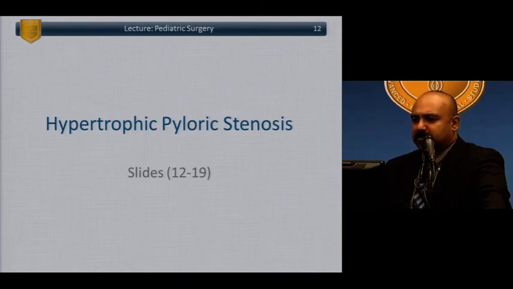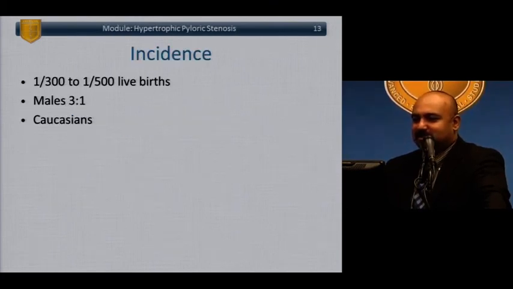Now moving down to the stomach, the most common thing we see here is pyloric stenosis. This is a very popular question on every exam, including the in-services, I guess. Incidence is very common, 1 in 300 to 1 in 500 live births. Males get hit with this more than females, and it's usually Caucasians rather than other races.